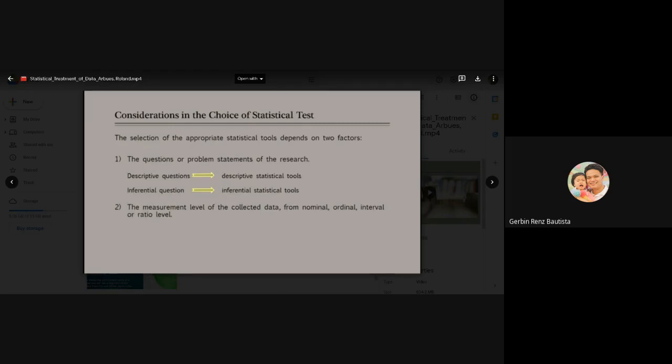The selection of the appropriate statistical tools depends on two factors. Number one, the question or problem statements of the research. That is, a descriptive question needs to be analyzed with descriptive statistical tools, while an inferential question needs inferential statistical tools. Number two, the measurement level of the collected data: nominal, ordinal, interval, or ratio level.